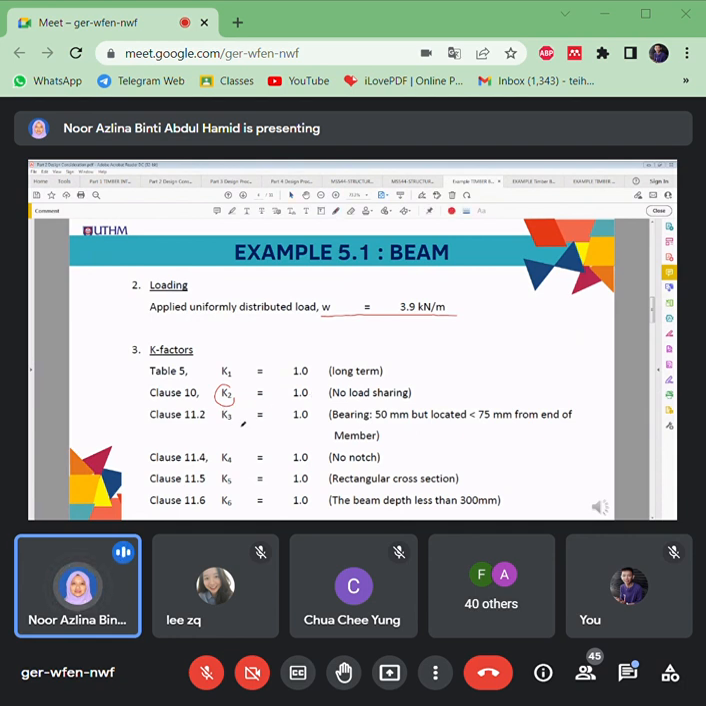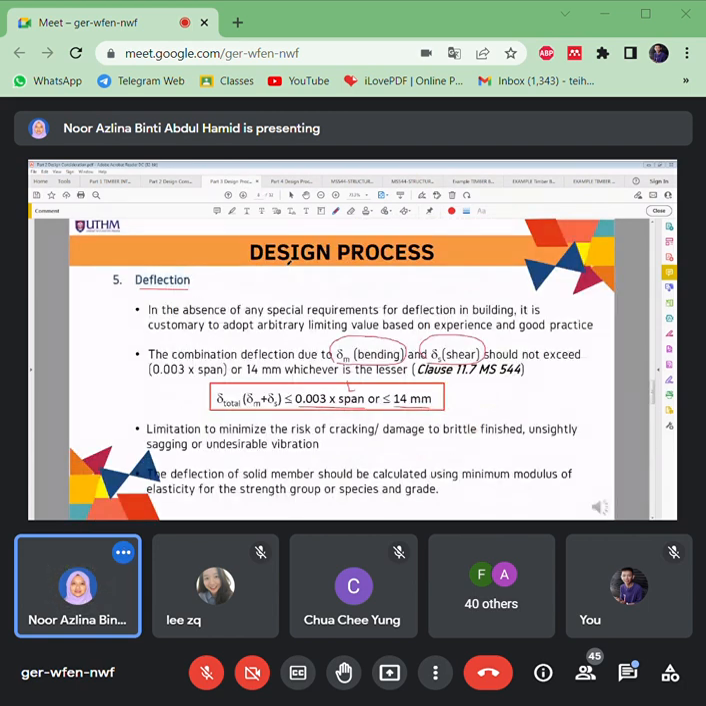And then K3 is about the bearing stress, right? The bearing is here, which is 50 mm, and the overhang also 50 mm. So the bearing is 50 mm, but located less than 75 mm from the end of the member. So we couldn't use table 7, right? Is it table 7? Look back at the bearing.